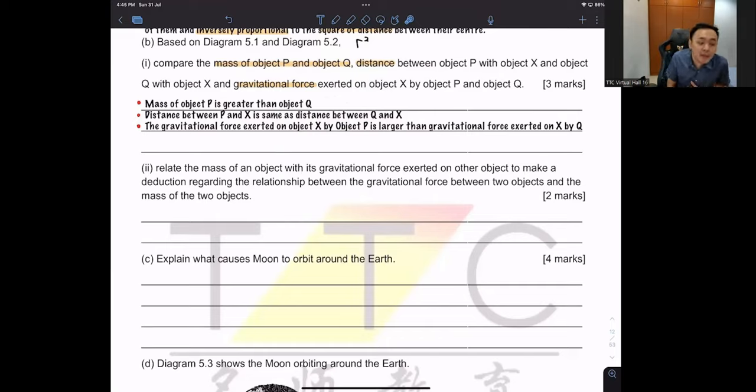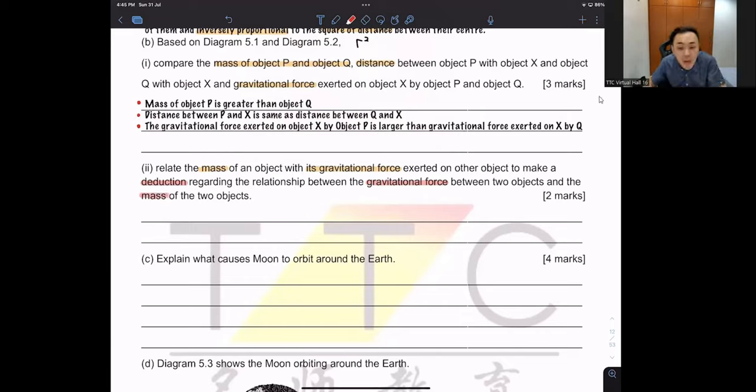Again, whenever we do a relate kind of question, no need to say directly proportional, even if you know they are directly proportional. Okay. Relate mass of object with its gravitational force exerted on object. Then, make a deduction regarding the relation between gravitational force between two objects and the mass of the two objects.